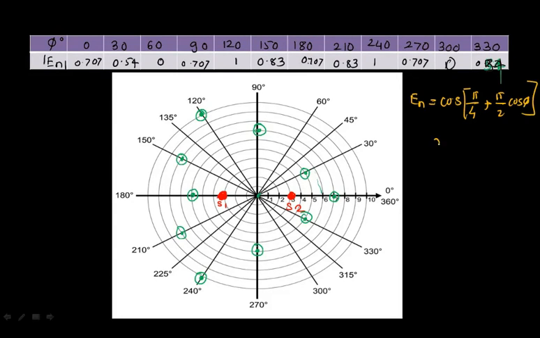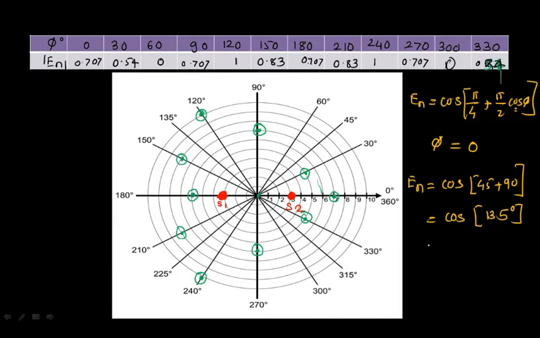If you put the phi value as 0, you know that cos of 0 is nothing but 1. So this will become 1. So En is equal to cos of 45 plus 90 degrees, which is nothing but cos of 135 degrees. If you calculate cos of 135, you will get 0.707. You can do it by yourself, so you'll understand. I have already calculated. So cos of 135 is nothing but 0.707. That negative sign we are just neglecting.